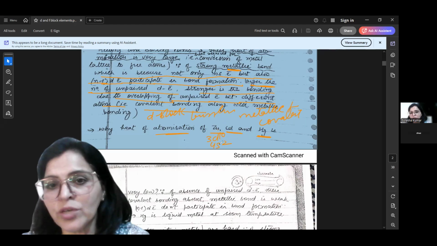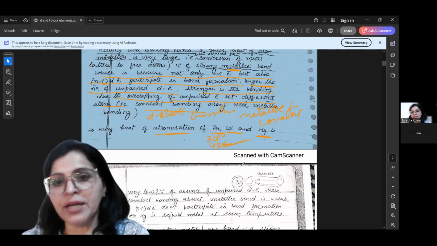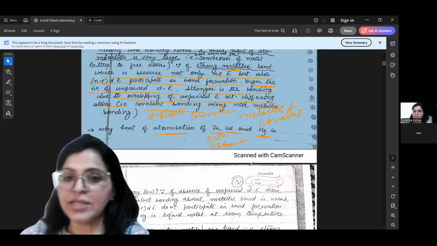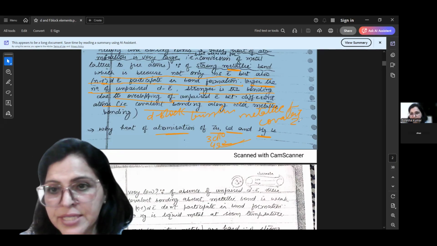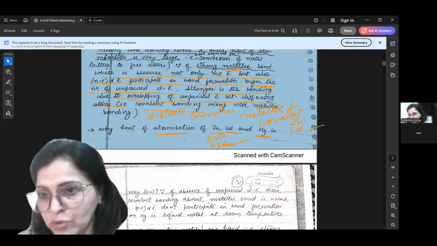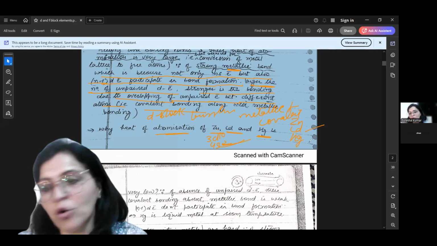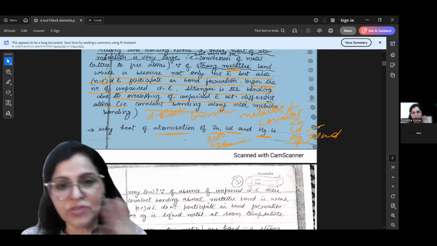So in zinc, only 2 electrons will participate. The lowest number of electrons are participating in zinc. That's where their heat of atomization is very low. And cadmium is lying below it. It is also having a lesser heat of atomization. Mercury, we all know, is liquid in state. So just imagine its heat of atomization will be the lowest one, right?